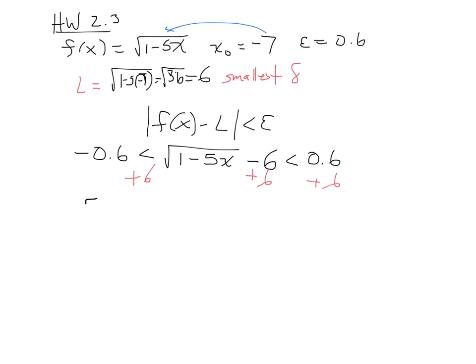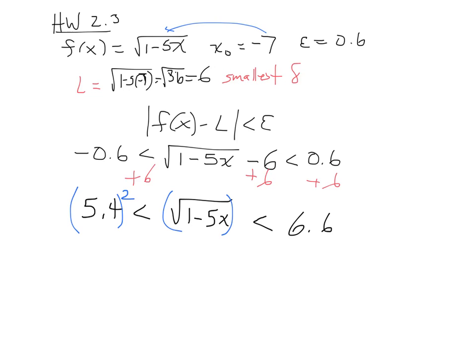So this is what, 5.4? It is early, so watch my math because I just worked this this morning. And then this is 6.6. Now you have a square root, so I would square everything. Square, square, square, and I got 29.16 less than 1 minus 5x less than 43.56.